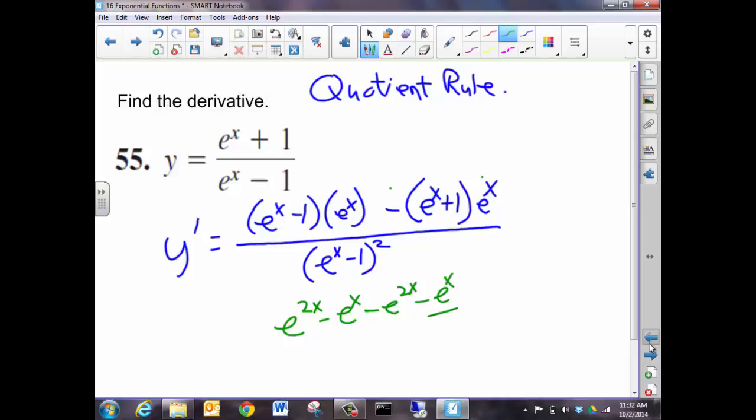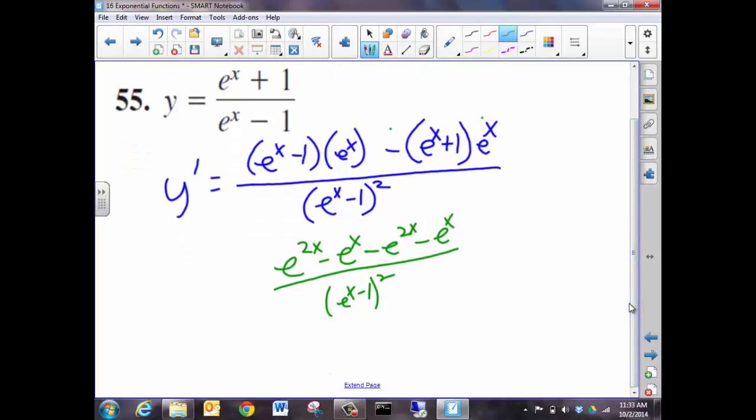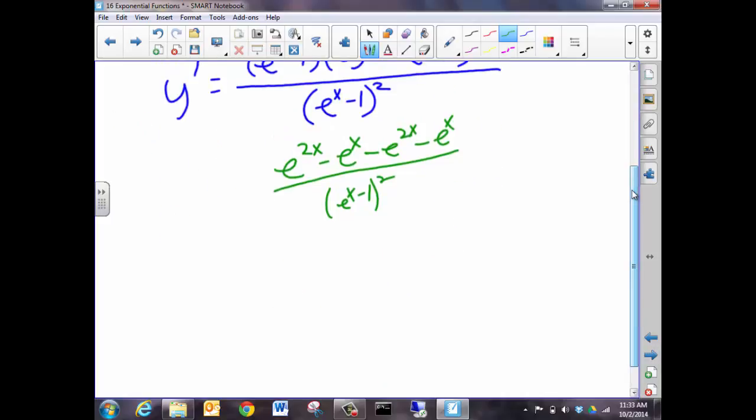Wow. Am I going to square out this bottom? No, just leave it like that, because a wise man once said leave it like that. Well, that answer's not there. Very good. We can cancel these e to the 2x's. So I'm going to have e to the x minus 1 quantity squared on the bottom. On the top, negative 2e to the x.